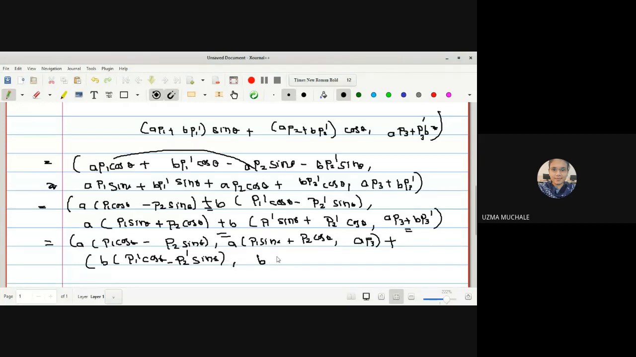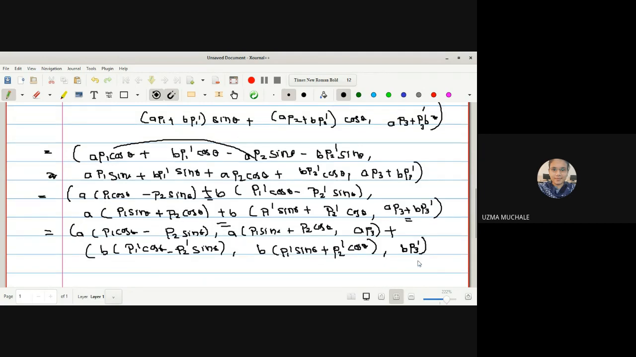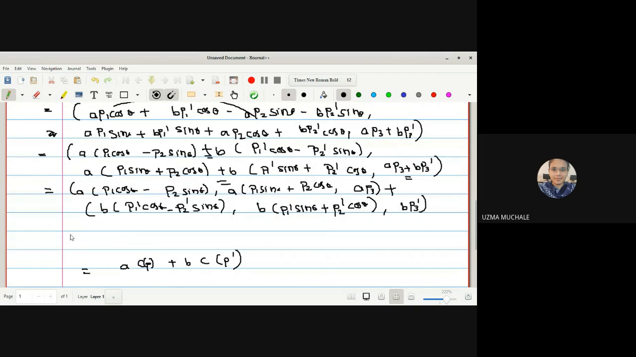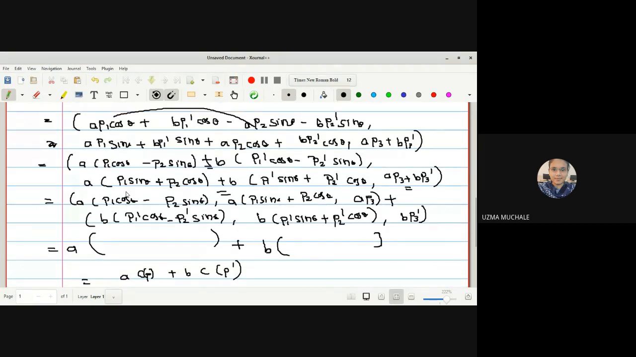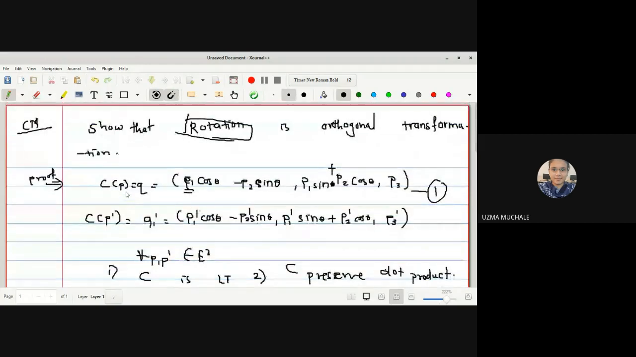Next term it is B P1 dash sin theta plus P2 dash cos theta, and the last term is B P3 dash. Now you can see from these two terms A is common, so I can take A outside. If I take A outside, what remains inside is P1 cos theta minus P2 sin theta, and P1 sin theta plus P2 cos theta, and the last term is P3.